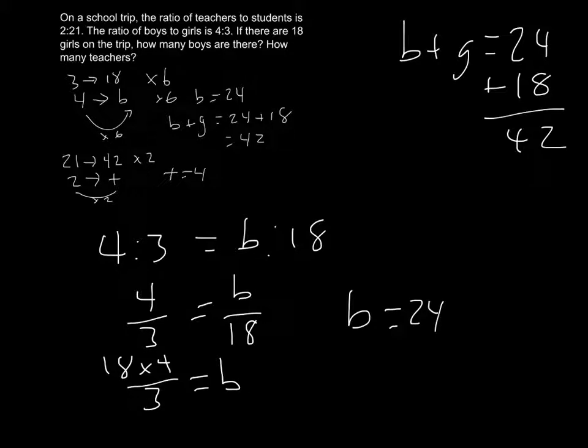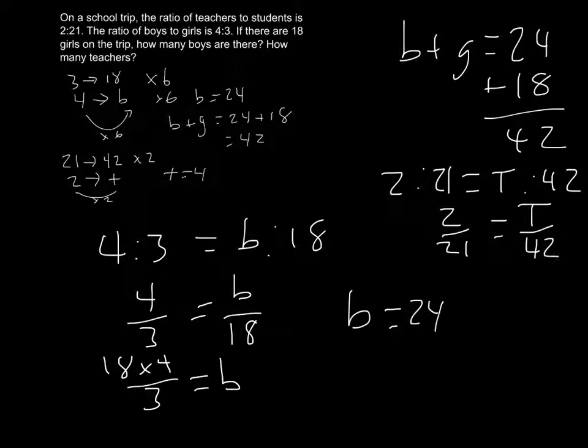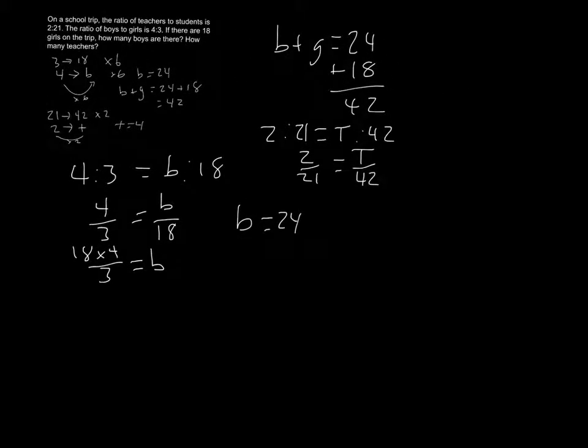Except this time I would use the teacher's ratio. So 2 to 21 equals teachers to 42. And then I would say 2 over 21 equals t over 42. And then I would just multiply by 42. I'm going to try and squish this down a little bit. So then we would have 42 times 2 over 21 equals t. And I know that that's going to be 4.